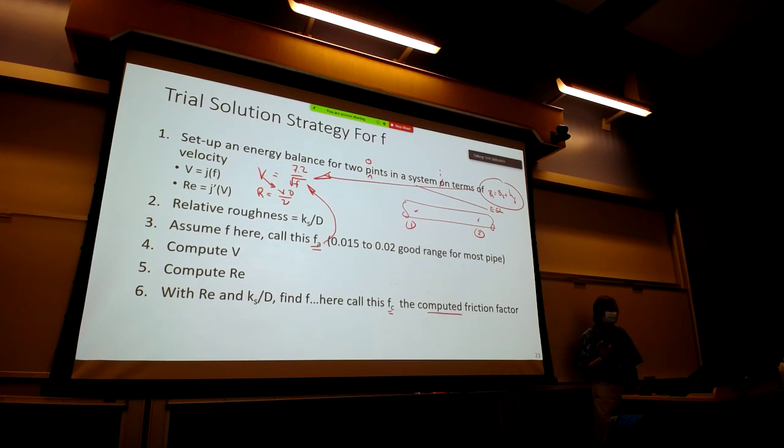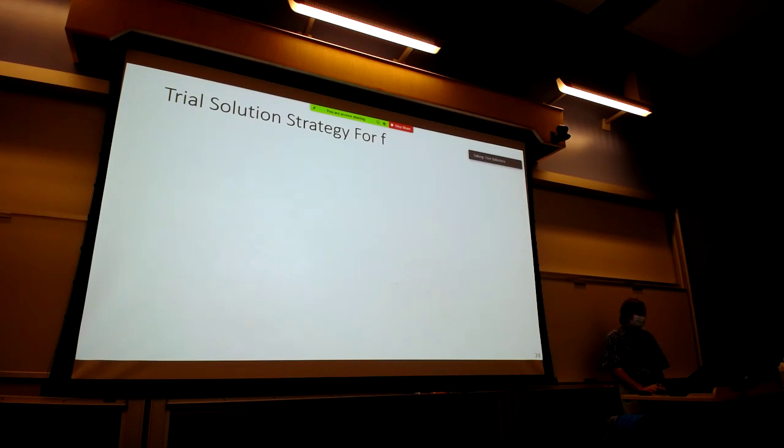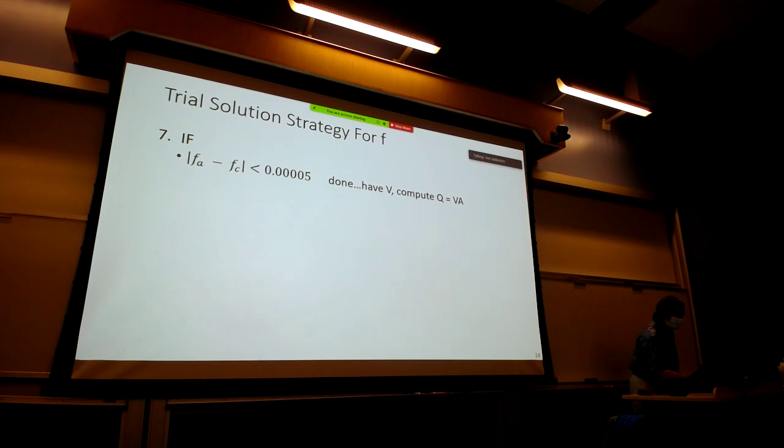It's highly likely FA and FC are not the same on your first guess. You want it that way, but it's probably not. So what you will do next is look at the difference between those two, and compare that to a tolerance. So if the absolute value of the assumed friction factor minus the computed friction factor is less than the tolerance, you're done.